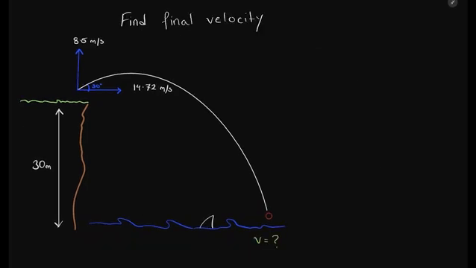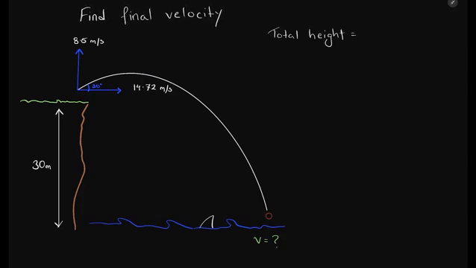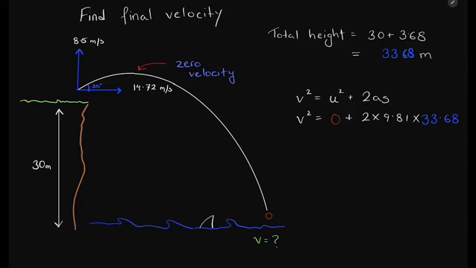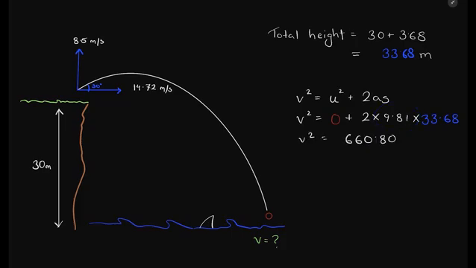The next question says, at what vertical speed is the ball landing on the water? As we already know, at the top the vertical velocity is 0. We will be using that to find the correct equation. Now, the total height of the ball above sea level is 33.68 meters. The initial vertical velocity is 0, and as the ball is falling towards the ground, we will be using a positive value for acceleration. Here, the answer comes out to be 25.71 meters per second.